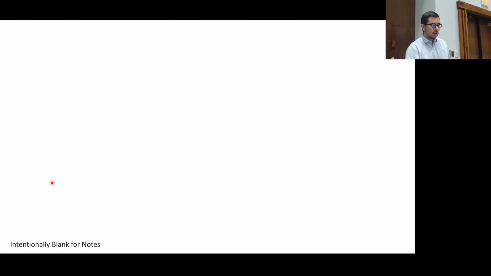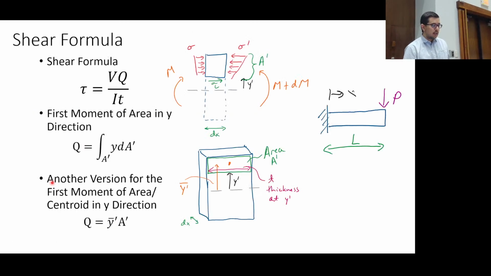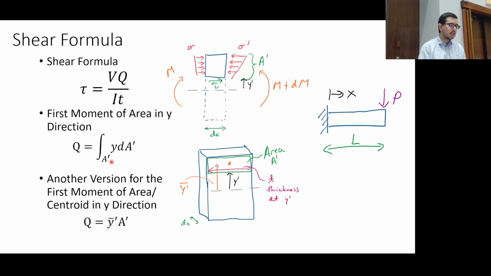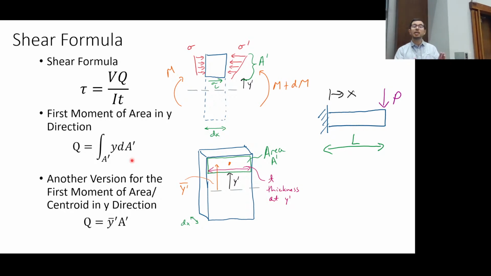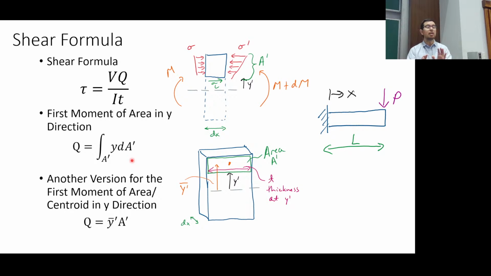All right, so we now have the shear formula. We have this new variable Q for the first moment of area. And we need to talk a little bit about how you can calculate Q in a practical sense, so you don't have to run this integral every time. We did that with the second moment of area for bending stresses.